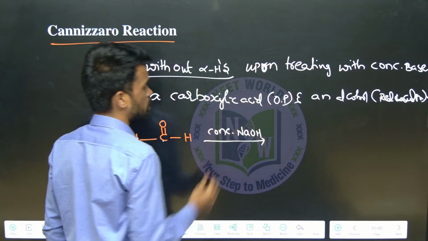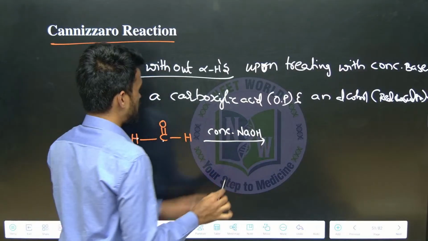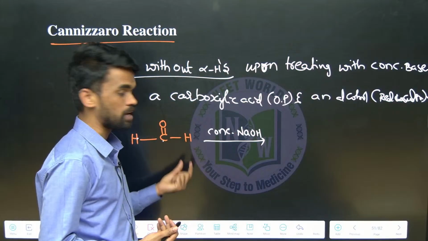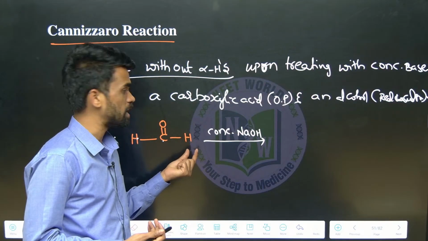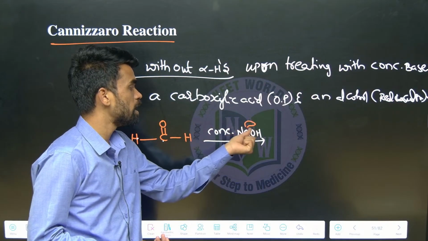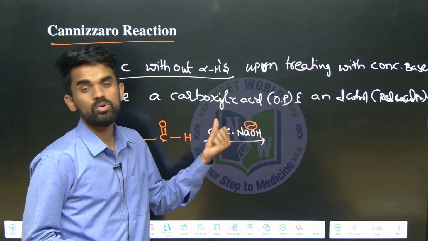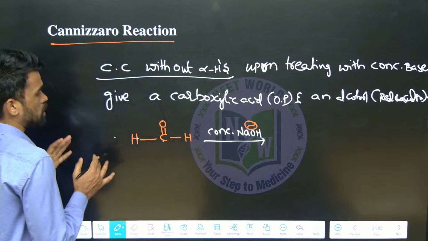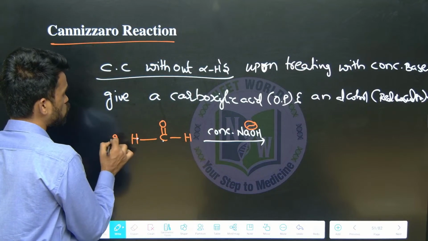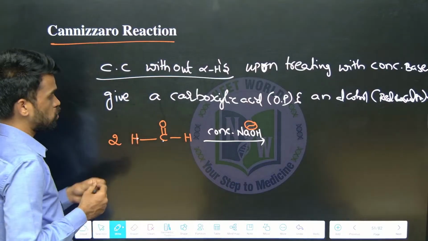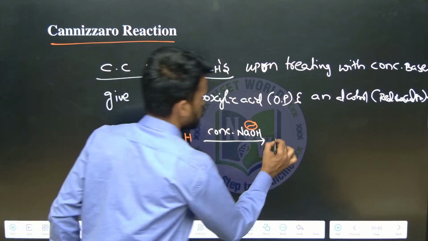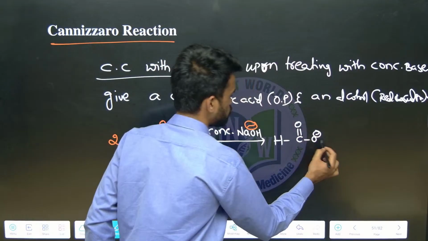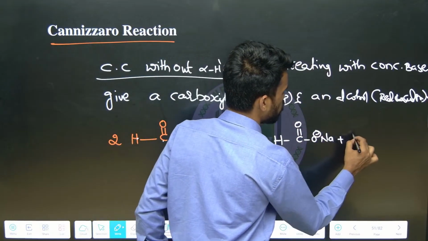What happens is this base will directly attack this electrophilic center, because there is no acidic sensitive group like acidic hydrogens or anything like that. So here NaOH acts as a nucleophile instead of a base. Now in the reaction you should take 2 moles of this formaldehyde, which gives you 1 mole of oxidized product, that is carboxylate ion, and 1 mole is reduced.